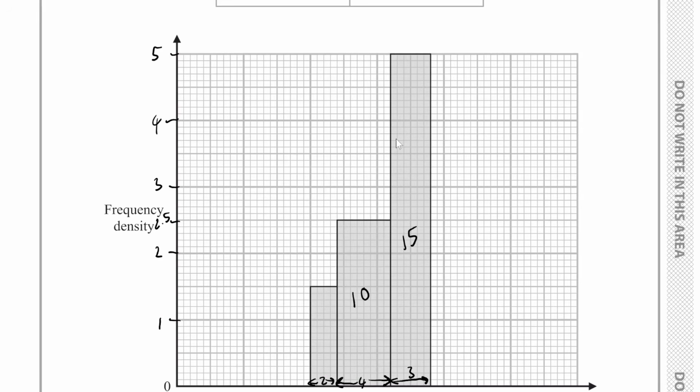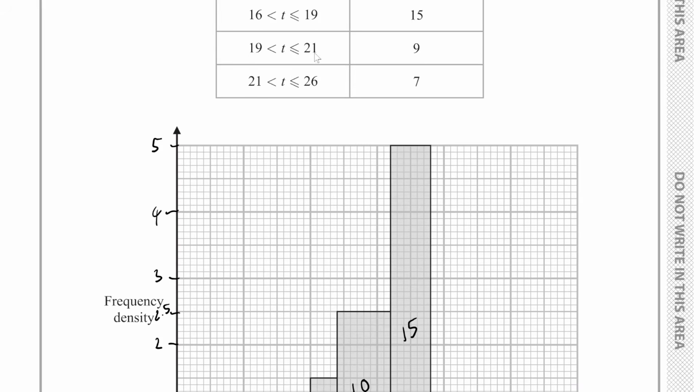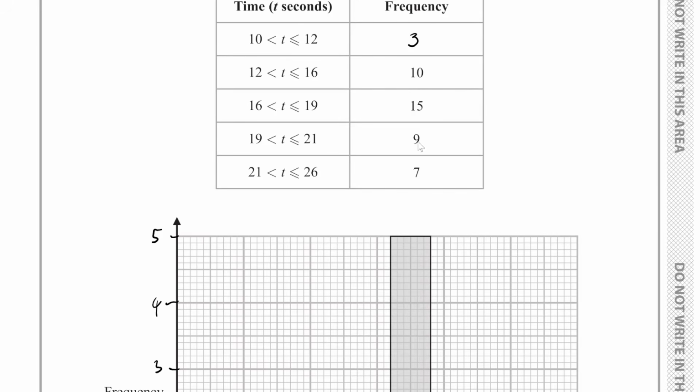Now we need to complete the histogram. So for 19 to 21, we've got an area of 9. The width is 2. So the frequency density, frequency divided by class width, is 9 over 2, 4.5. And for the last one, we've got a width of 5. 7 over 5 is 14 over 10, 1.4.